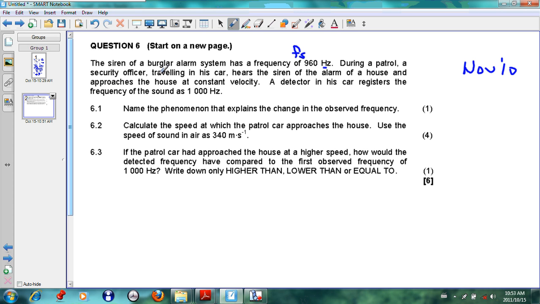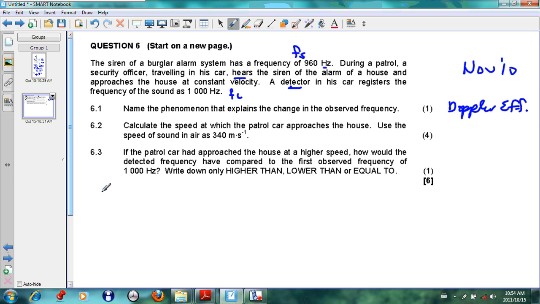During a patrol, a security officer traveling in his car hears the siren of the alarm of a house and approaches the house at a constant velocity. The detector in his car, detector means listen, registers the frequency of the sound as 1000 Hertz. So the frequency of the listener is given by 1000 Hertz. Name the phenomenon that describes the change in the observed frequency, obviously the Doppler effect.